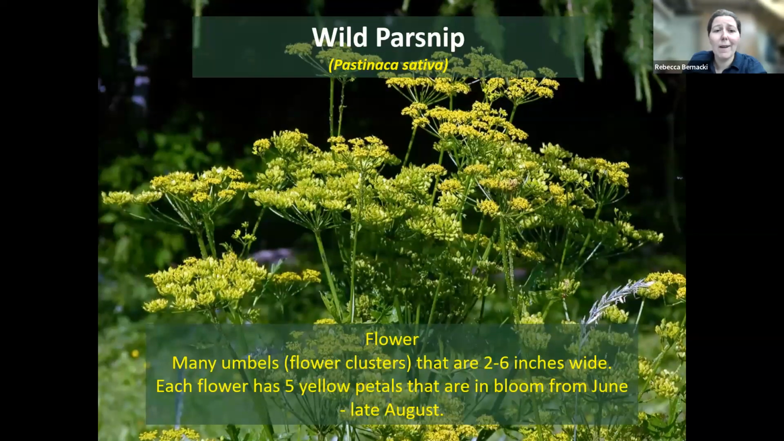And it is in flower right now, so its flowers are these umbels, or flower clusters. You can remember umbels has the same root word as umbrella, so it kind of looks like an overturned umbrella. Each of these umbels is going to be 2 to 6 inches wide. And each flower within that umbel is going to have 5 yellow petals that are going to bloom from June to late August. As I said, wild parsnip is out there in bloom in force right now.